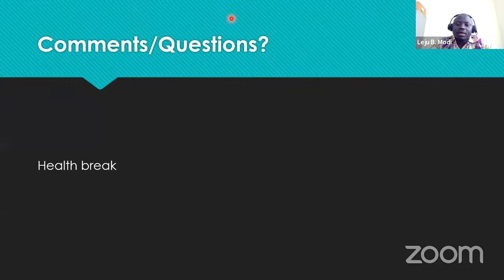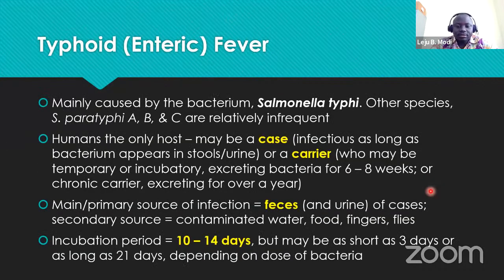Okay. All right, let's proceed to discuss typhoid, and then maybe the rest of you, if you have comments, you can come in. Typhoid fever most commonly is caused by the bacterium called Salmonella typhi. Also, there's Salmonella paratyphi, which has subtypes A, B, and C. These others are relatively infrequent causes of typhoid fever, but the most common is Salmonella typhi.